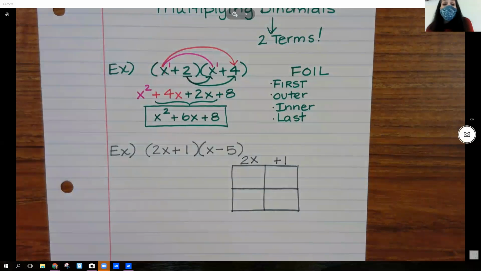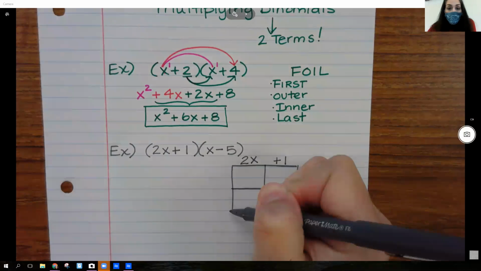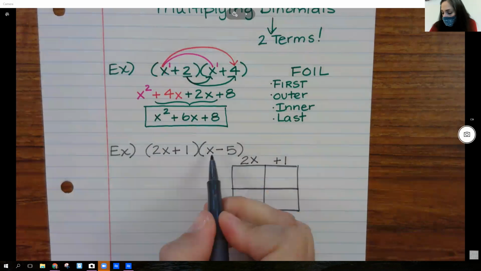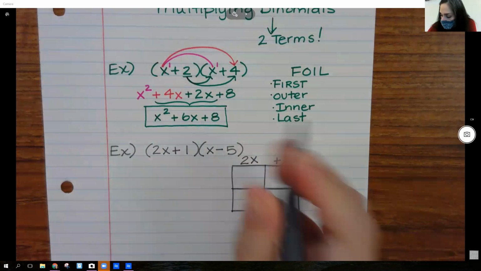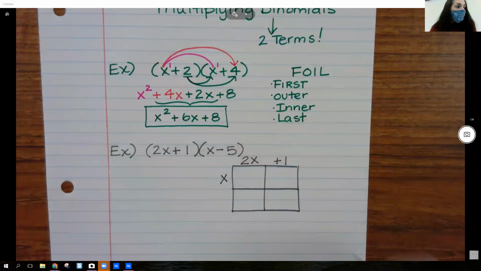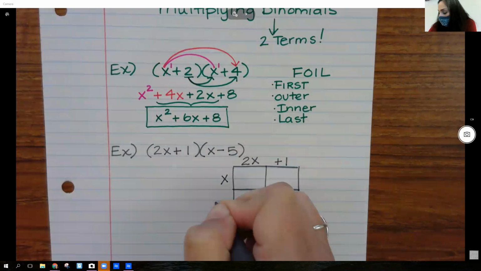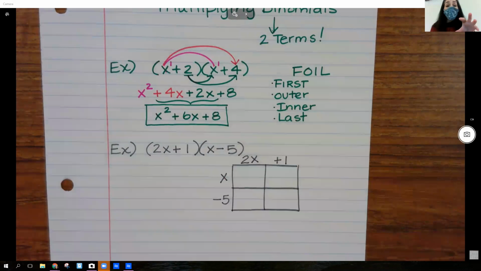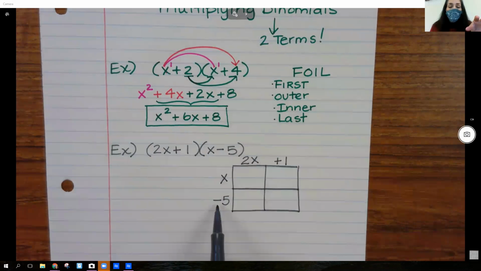Now, you don't have to put the 2x plus 1 on the top. You could put it on the side also. It doesn't matter. But since I put it on the top, I'm going to put the x minus 5 along the side. So we put the x right here, and you put the minus 5 down there. Make sure that you put the sign that's in front of the number with that number. Otherwise, we won't get the right answer.